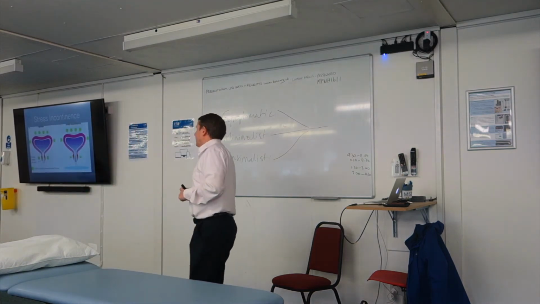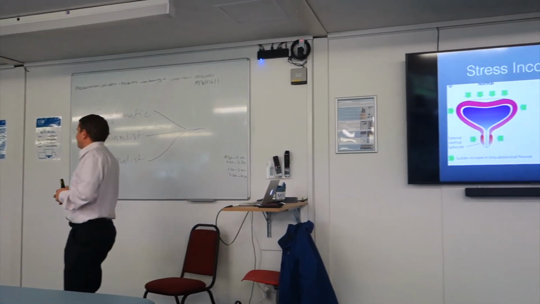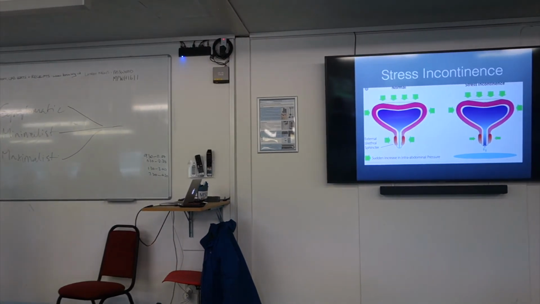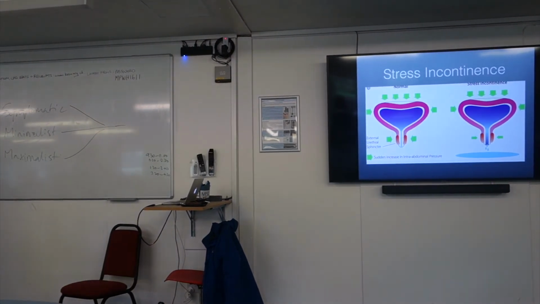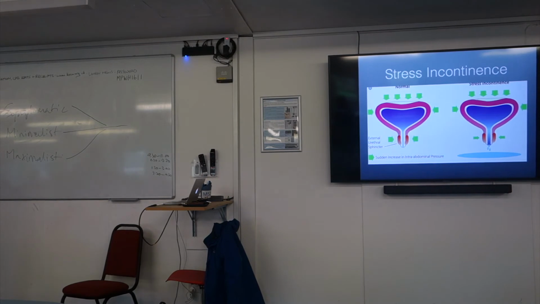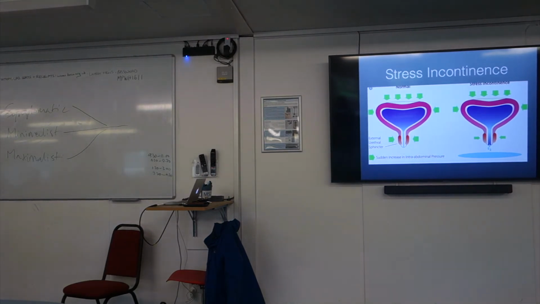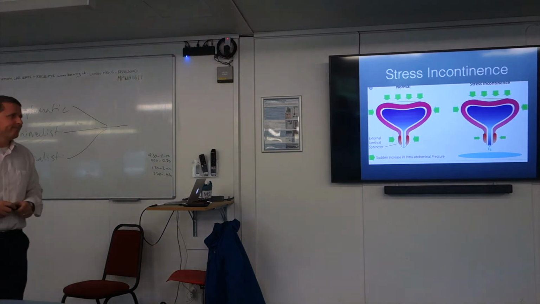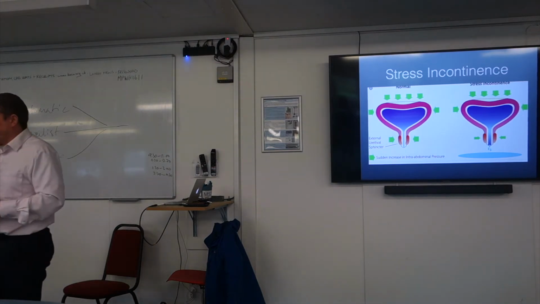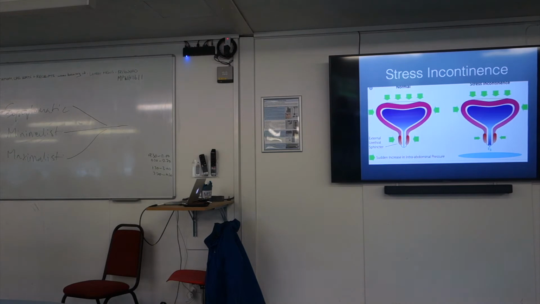Stress incontinence. So we're going to look a little bit in more detail at the anatomy, but basically this is failure of the external urethral sphincter. There's weakening damage to it, and you also then have urge incontinence as well, which is slightly different, where you get a mix.